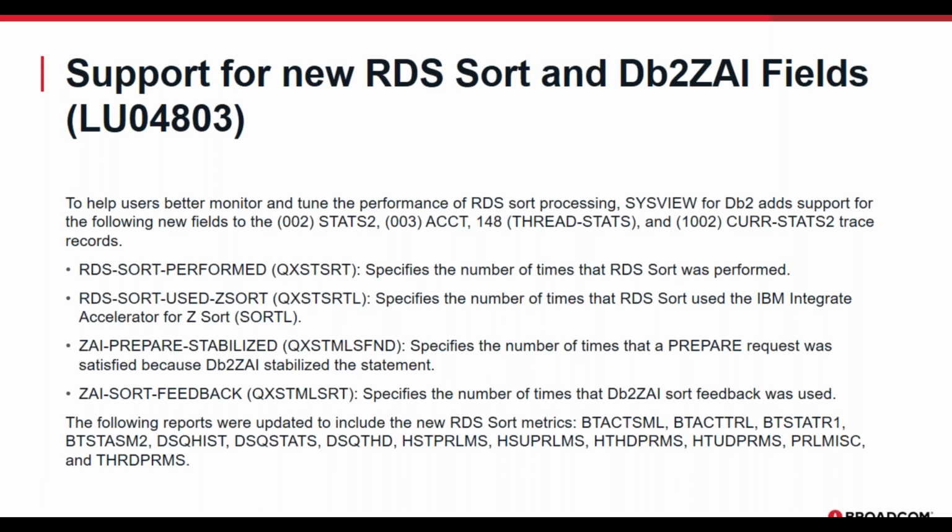So for the DB2 ZI fields, sorry, this was where we added support to help users better monitor and tune performance of RDS sort processing. The CSV for DB2 added support for a couple of fields in IFCID 2, IFCID 148, IFCID 3, as well as IFCID 1002. This should help users better monitor and tune performance of RDS sort processing, and we have updated the relevant report for that. Next slide, please.